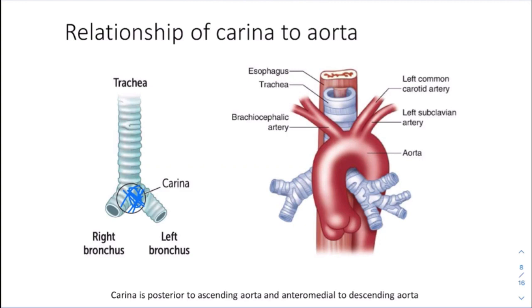Okay, so anterior to the carina is the ascending aorta, and posterior to it is the descending aorta. So the carina is posterior, so it's behind the ascending aorta, and it's anterior-medial to the descending aorta, because here this line here is medial, and this would be lateral, of course.